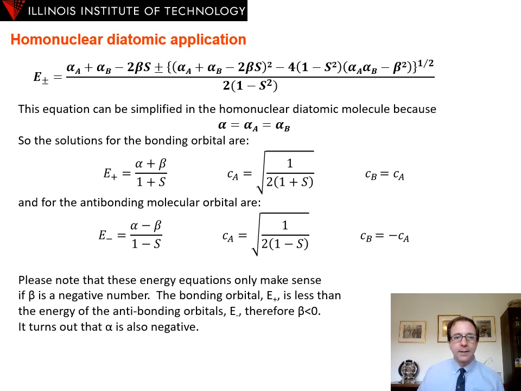So again, like I said, it only makes sense if B is a negative number, so that we get an increase in the energy for the anti-bonding and a decrease in the bonding energy.